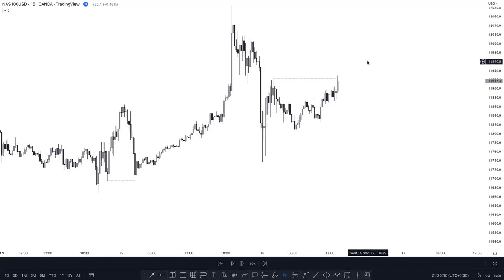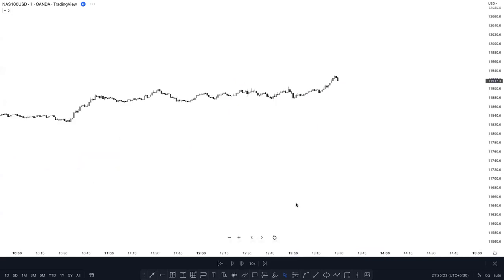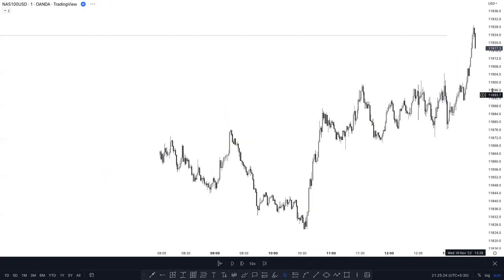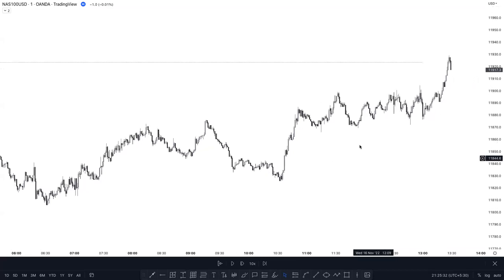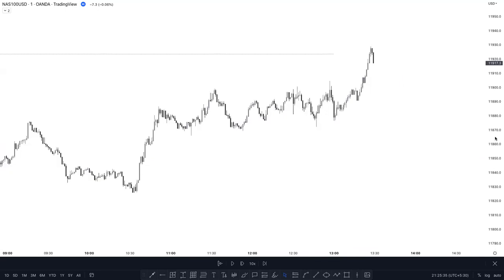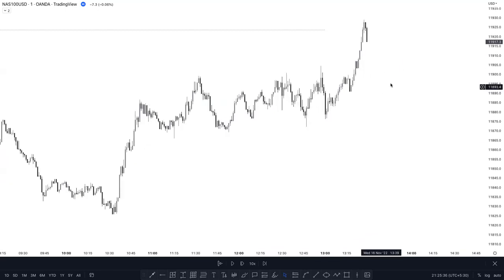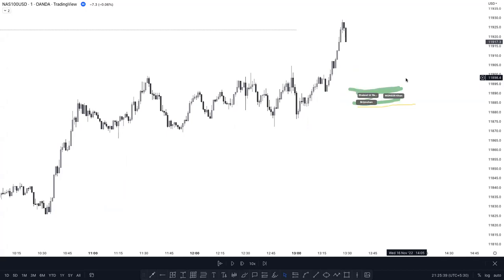Okay. So now you can switch into 1 minute structure, and then we can see in this case, if I want to ask you here, where is our change of character in this case? Where is our change of character?